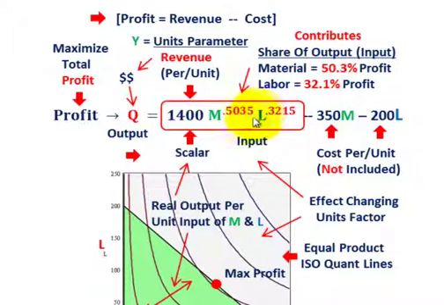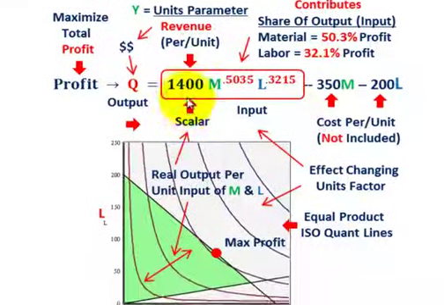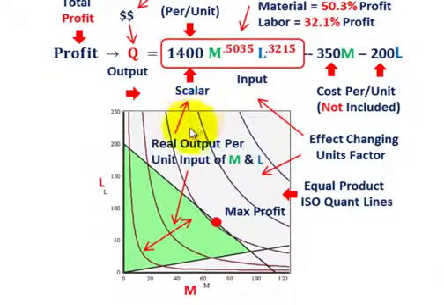Okay, so then what we're going to be doing is looking at this units parameter here. It really becomes a scalar amount. So again, what we're going to be going through is the maximization, maximizing our profit. We would have come up with our equal product or isoquant lines here. We would have come up against some constraints. I'm not going to show them in this example, but we had some constraints based on material and labor, and based on our feasible area, we come up with some maximum profit here.